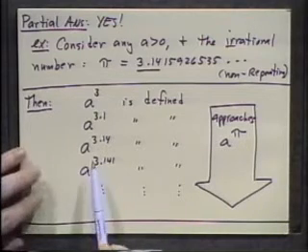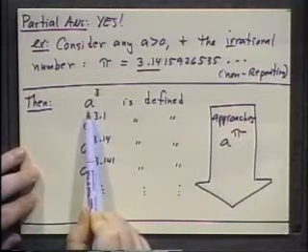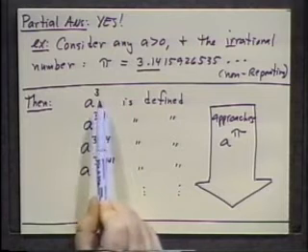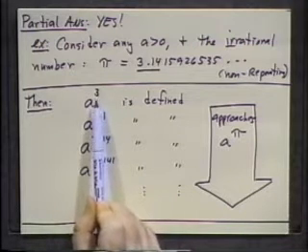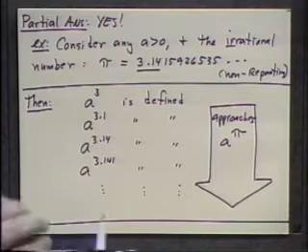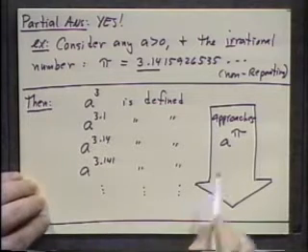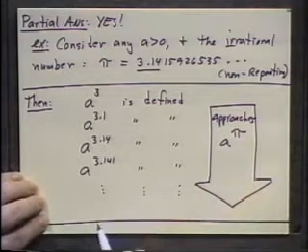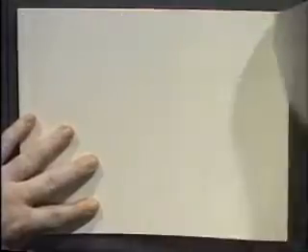And that will apply to any situation where you have a base which is greater than 0 and some irrational number as a power, whether it's square root of 2 or pi as in this case. So you can be perfectly satisfied that a to the x will make sense.